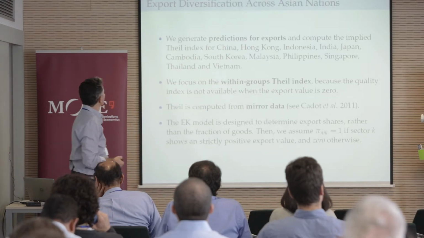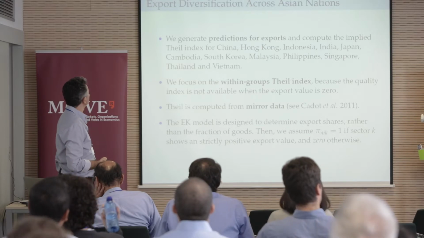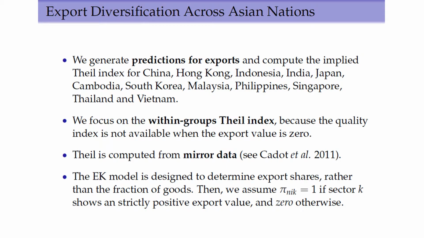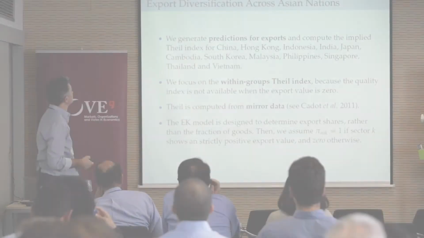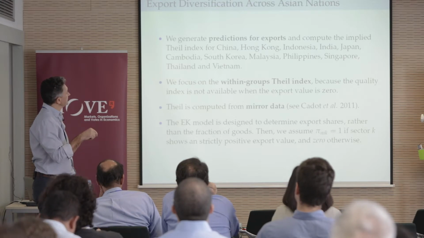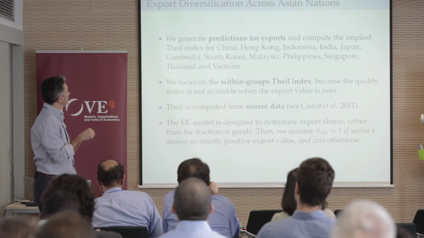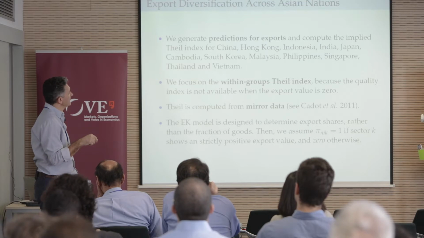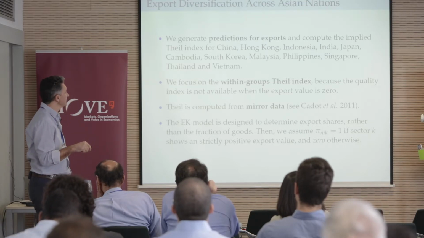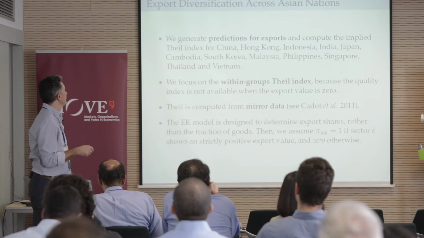Okay. All right. So we are done with the matching between the model and the measures. The countries on which we focus are a bunch of Asian countries like China, Hong Kong, Indonesia, India, Japan, Cambodia, South Korea, Malaysia, Philippines, Singapore, Thailand, and Vietnam.